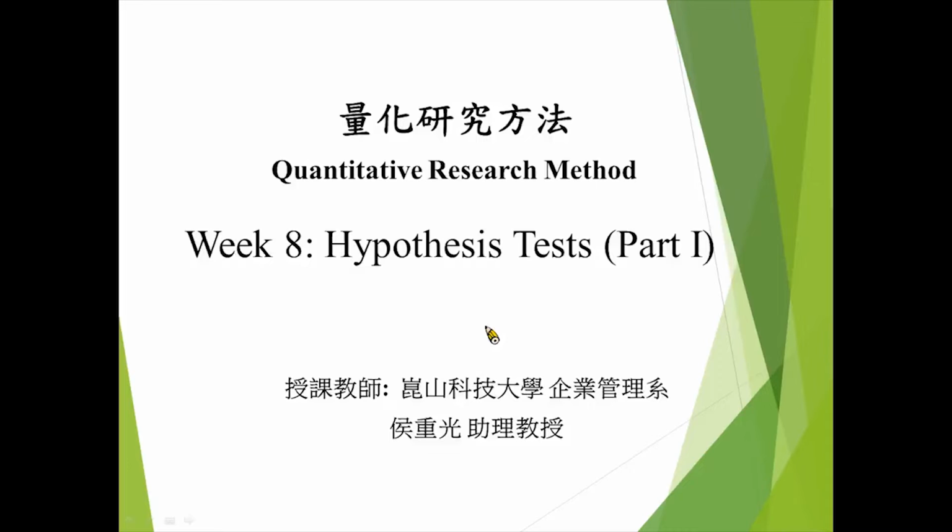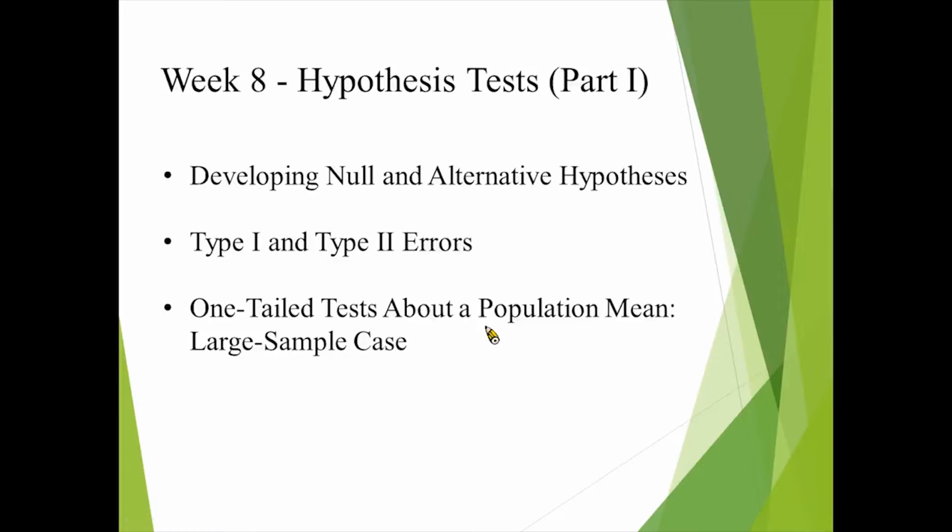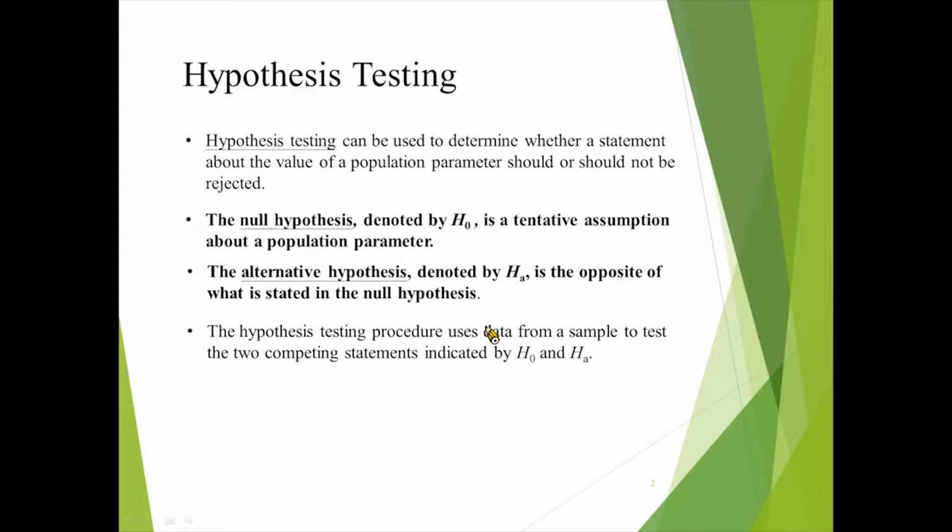Okay, so let's go to the course outline. The hypothesis test part 1 will cover: first, developing null and alternative hypotheses; second, Type 1 and Type 2 errors; and third, the one-tail test about the population mean, large sample case. Okay, so let's go talk about the hypothesis test.